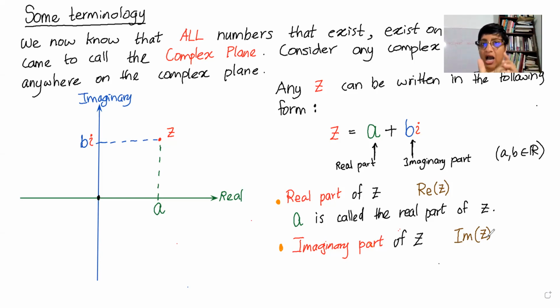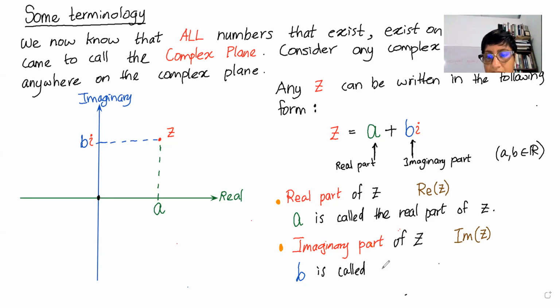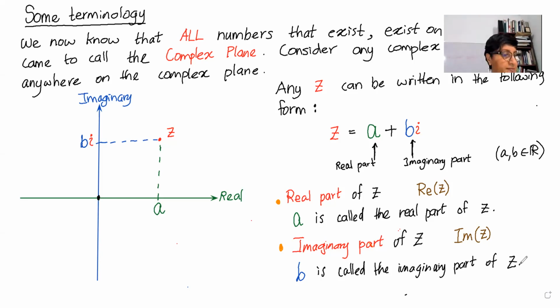It's the coefficient of the i term. It's how much of i, how much of imaginary flavor you have in this number, the amount of chocolate. Okay, it's the number b. So b, the number b, is called the imaginary part of Z.